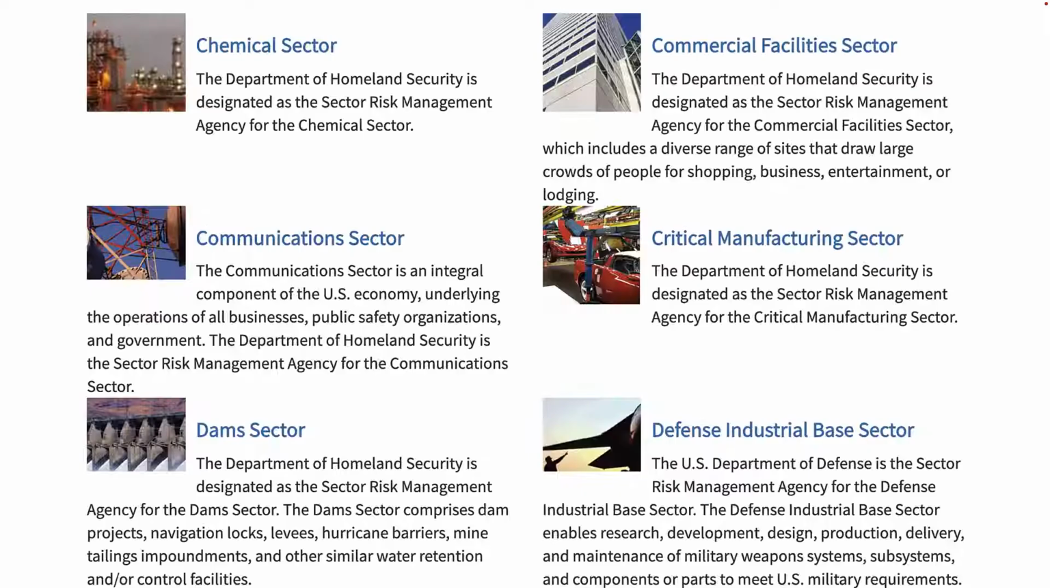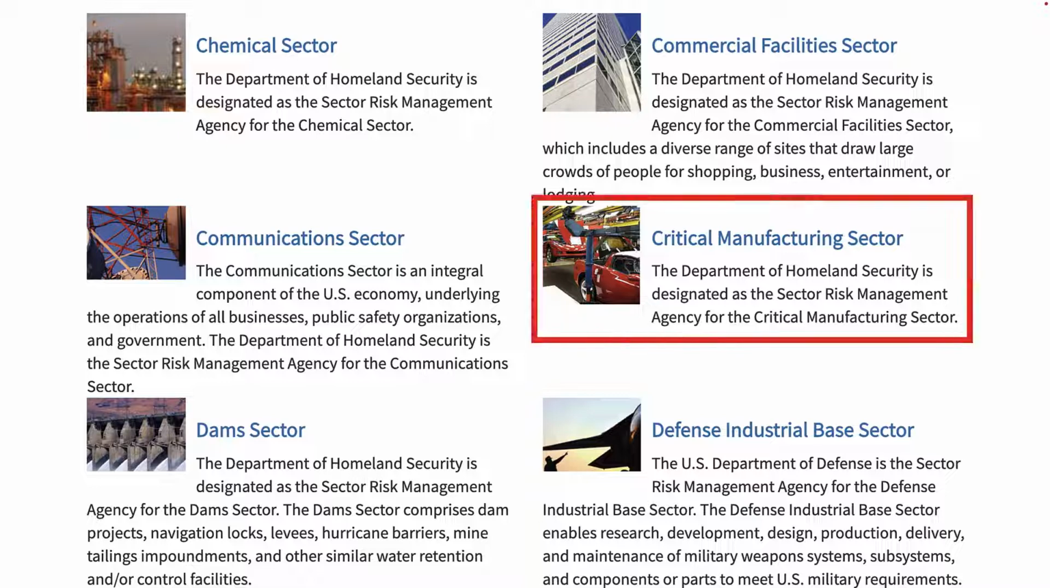The Cybersecurity and Infrastructure Security Agency, or CISA, has identified 16 critical infrastructure sectors. One of these is critical manufacturing. The critical manufacturing sector is crucial to the economic prosperity and continuity of the U.S. A direct attack on or disruption of certain elements of the manufacturing industry could disrupt essential functions at the national level and across multiple critical infrastructures.